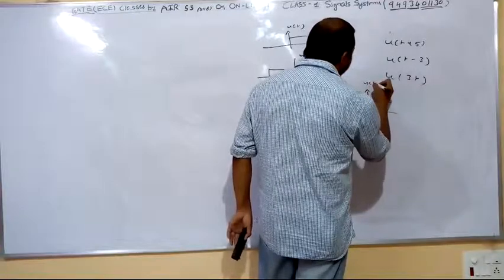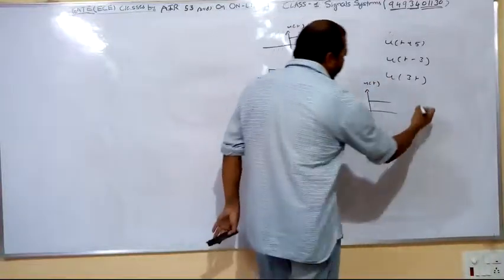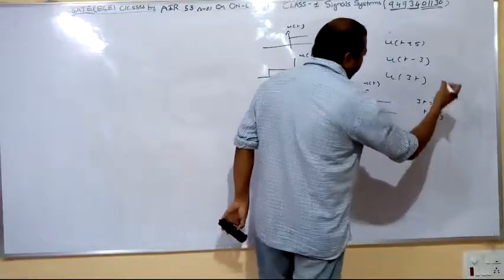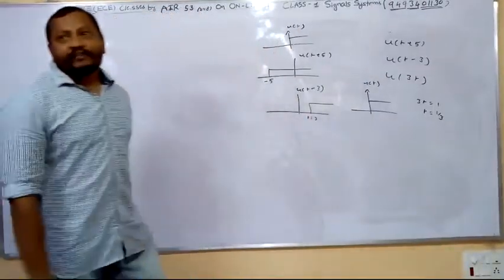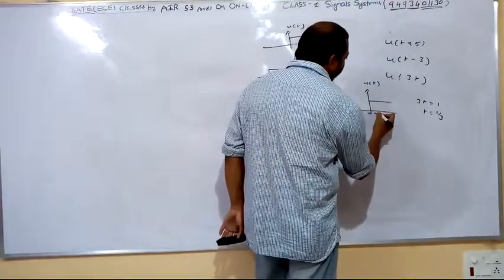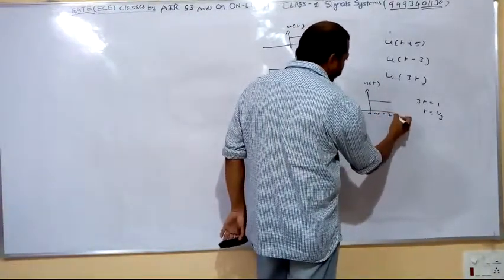This is the signal u of t and u of 3t you want to write. Simply the normal procedure only. 3t equal to 1 means t equal to 1 by 3. You have to multiply each and every instance of this time. Here t equal to 0, this is 0.5, this is 1, this is 2, 2.5, like that you have.